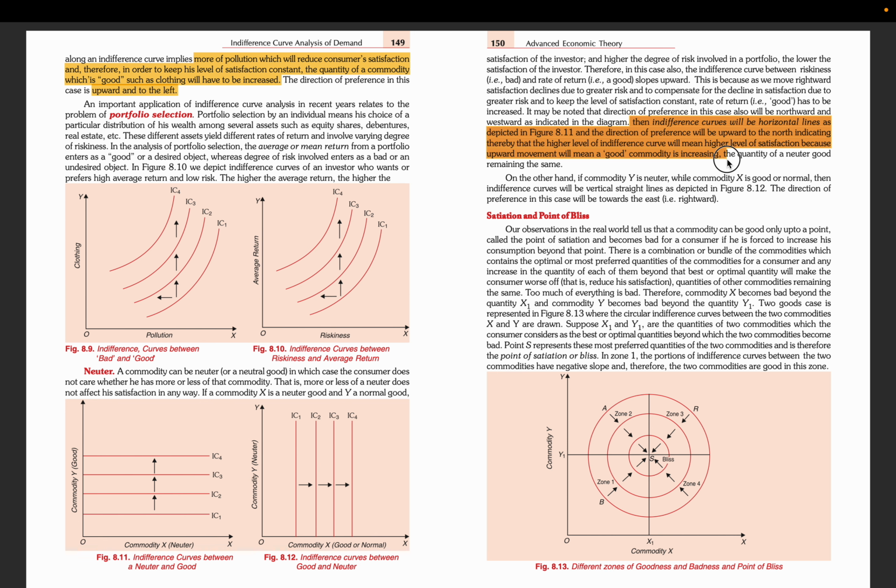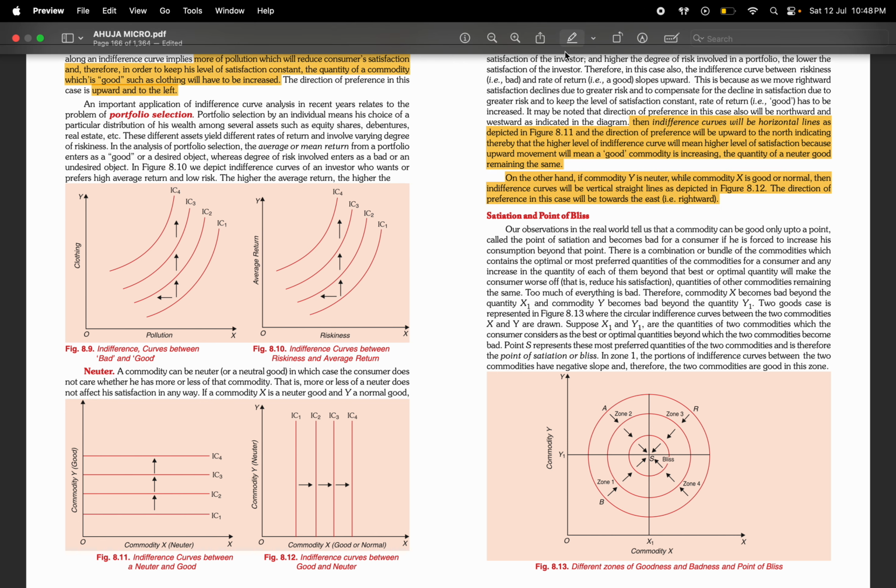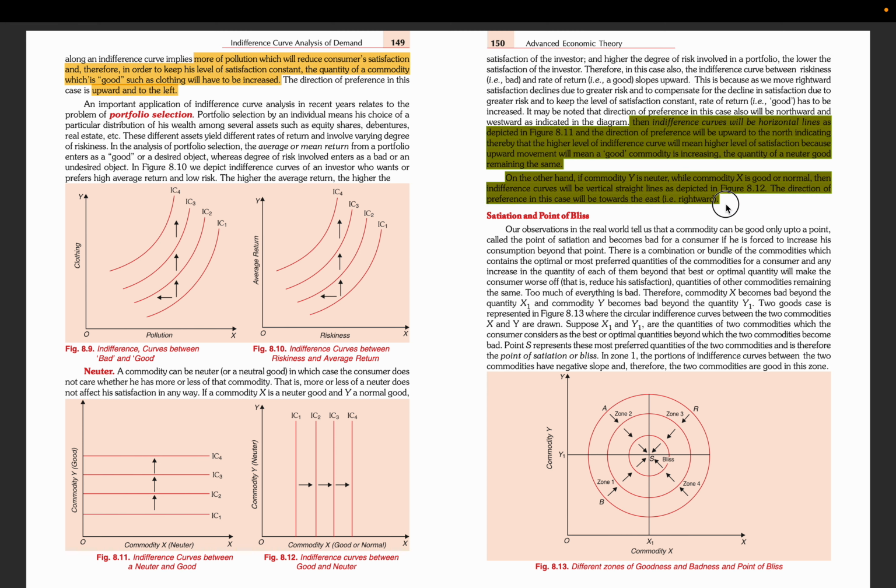Now this is basically the part for the neuter one. It's understandable why the direction has to be northward and westward. Now let's come back to this. If commodity X is a neuter and Y is a normal good, then indifference curves will be horizontal lines, depicted in figure 8.11, and the direction of preference will be upward into the north, indicating thereby that a higher level of indifference curve will mean a higher level of satisfaction, because upward movement will mean we have more of a good, like I just explained a while ago.